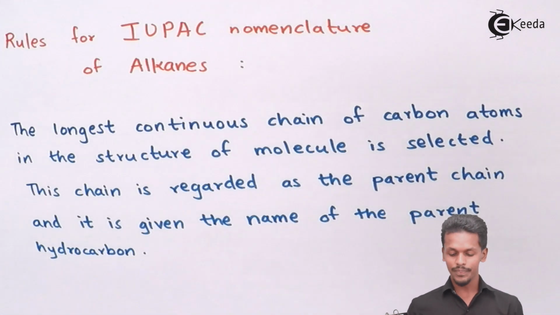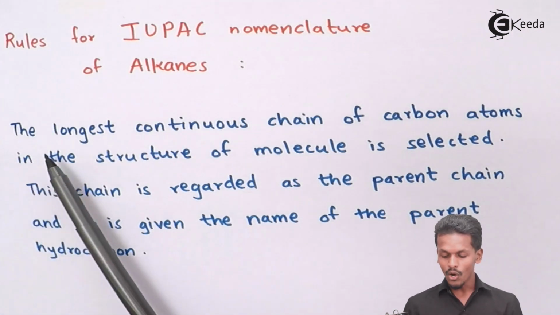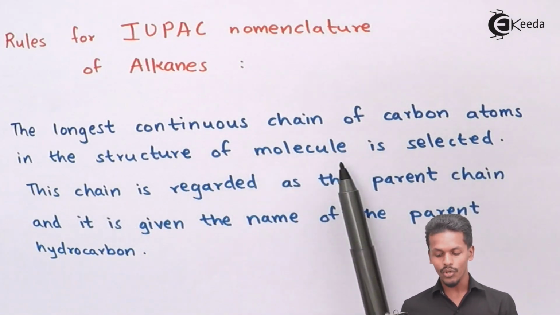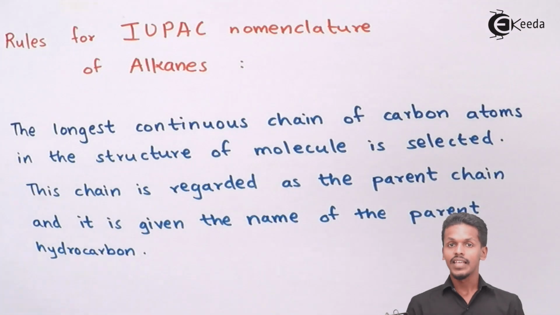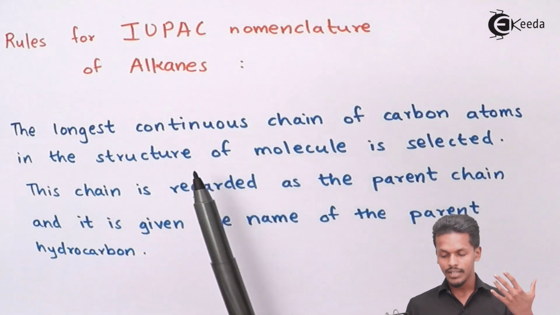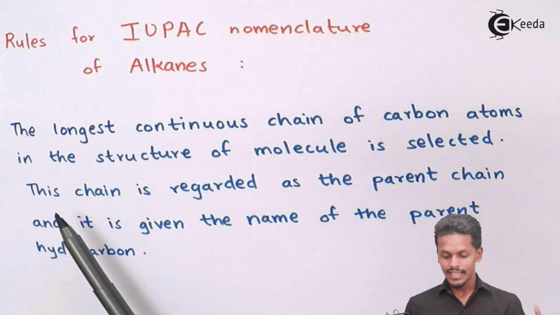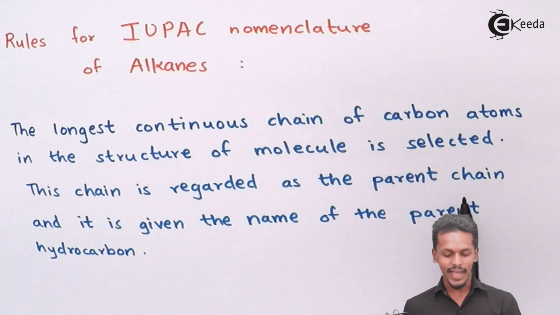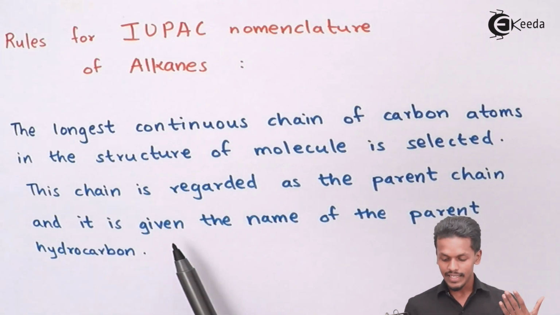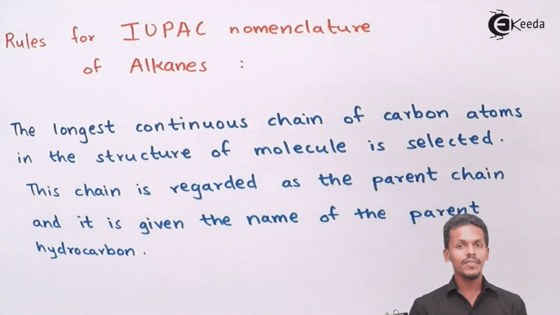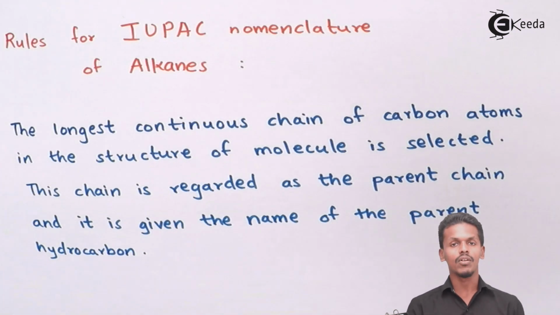Starting with the first one, it says that the longest continuous chain of carbon atoms in the structure of a molecule is selected. We have to select the longest continuous chain of the carbon atoms present in a molecule. This chain is regarded as the parent chain and it is given the name of the parent hydrocarbon.